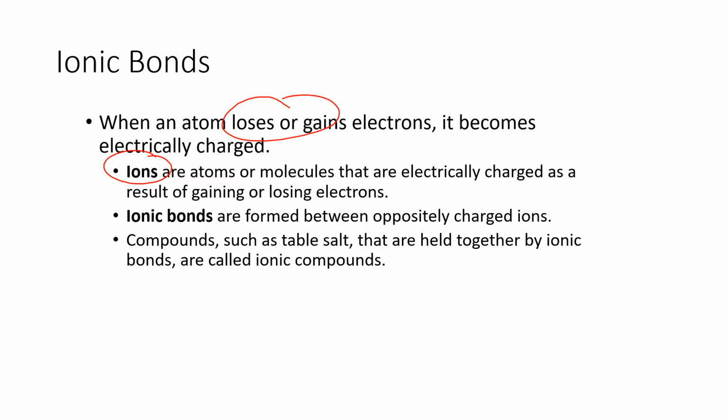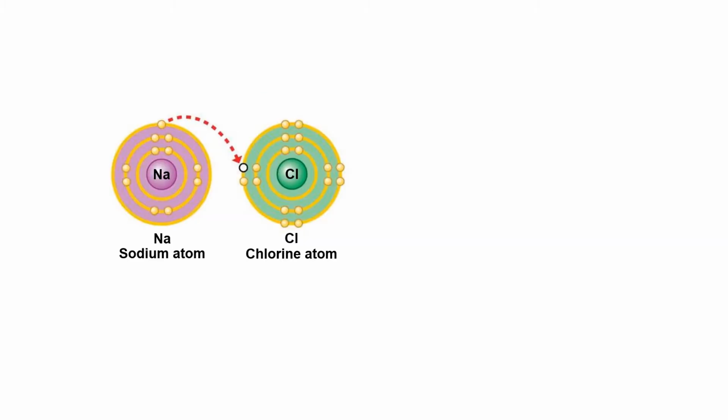So let's go ahead and take a look at an example. Alrighty, let's take a look at an example of an ionic bond. So sodium, if you look at it on the periodic table, has an atomic number of 11, and chlorine has an atomic number of 17. What does that mean? It means that sodium has 11 electrons and chlorine has 17 electrons.